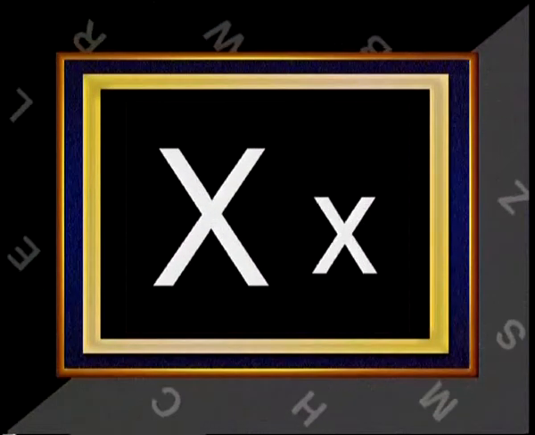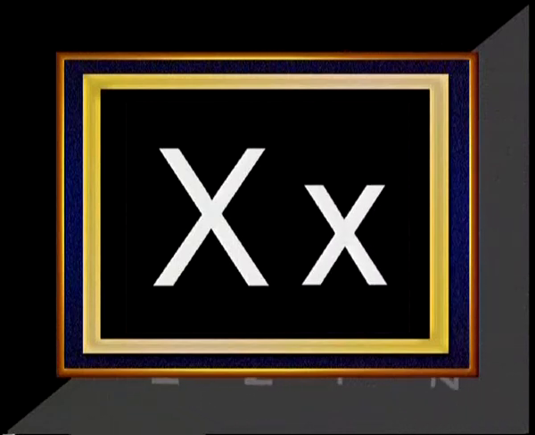Kids, now let us see how to write small x. A small zig line and another small zig line. This is known as small x. Let's write it again. A small zig line and another small zig line. So here we have a capital X and a small x.